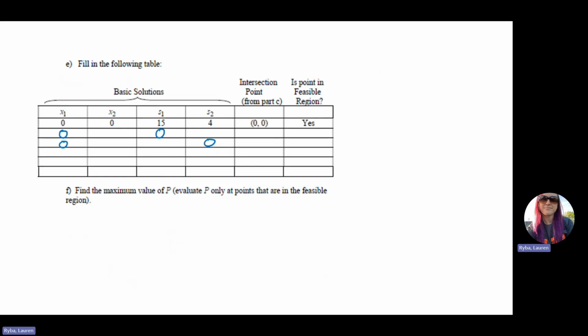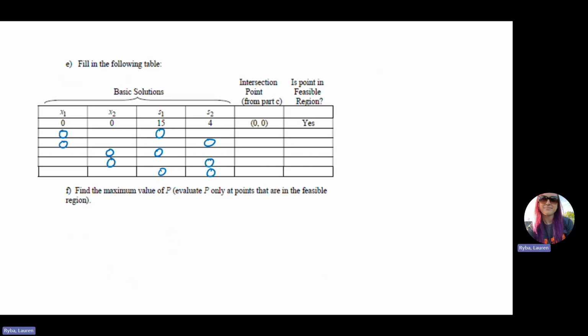So x1 and x2, x1, s1, x1, s2. So x1's been paired with everything. So now I need to pair x2 with s1. Then I need to pair x2 with s2. And then I need to pair s1 with s2. The zeros are going to be the same every time you're working with 2 variables like this. So your default table would be set up the same.